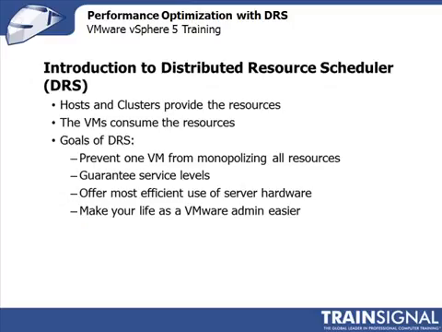So here's another way to think of it. The hosts and clusters are providing the resources, and the virtual machines and their applications inside are consuming the resources. So the goal of the Distributed Resource Scheduler is to prevent one virtual machine from monopolizing all the resources. It's also to guarantee the service levels that the virtual machines need for your business to survive, for your business to get adequate performance and response out of the virtual infrastructure. DRS is there to guarantee that service.